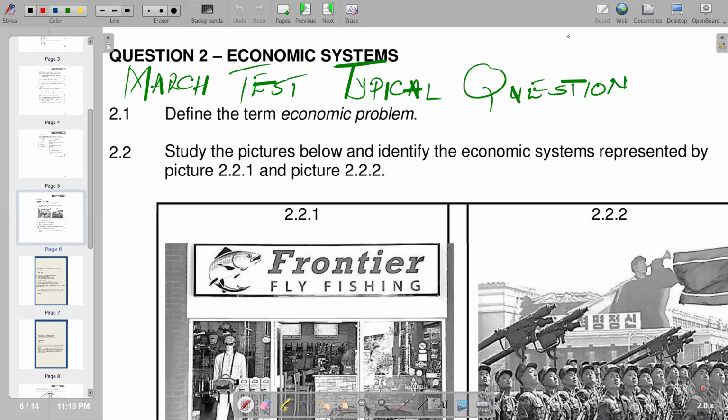In this video, I want to look at a match test, a typical question. We are going to look at a question on economic systems. That is our economic question 2. And then we're going to start on 2.1, which is define the term economic problem.